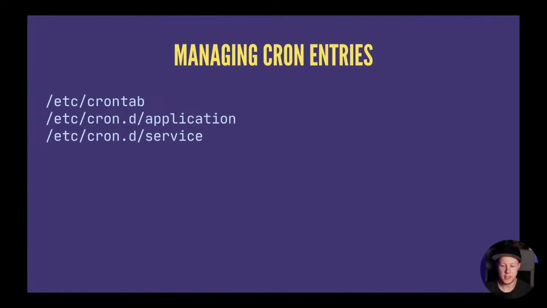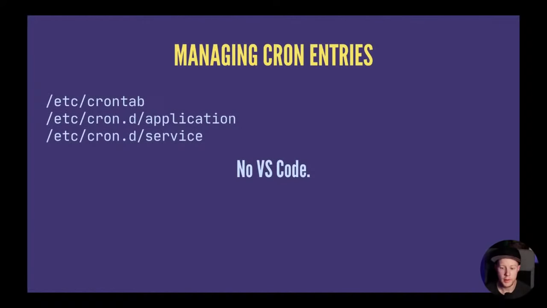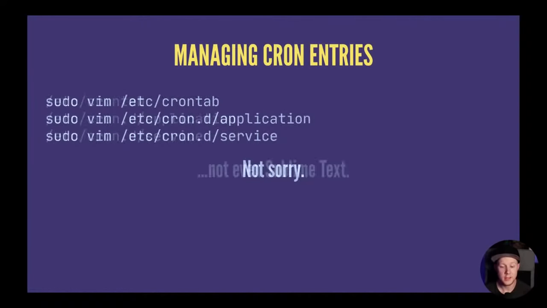Now, assuming you have access to the server and permission to edit the files, managing cron entries is done typically in one of these three places. The /etc/crontab is a system-wide global file which handles crontabs for all users on the system. If an application or a service doesn't run as a specific user, you will have an application or service specific crontab entry. And for general users of the system, if you were to log in and run crontab -e, you bring up your user specific crontab, and these typically end up in /var/spool/cron/crontabs and then the username. But you can't do this with VS Code or PHPStorm, not even Sublime Text. I'm not really sorry about that.